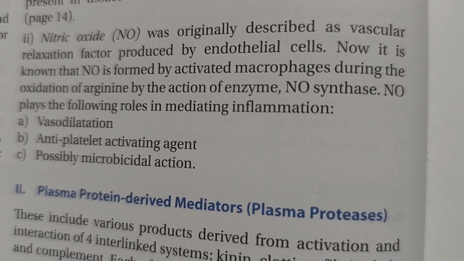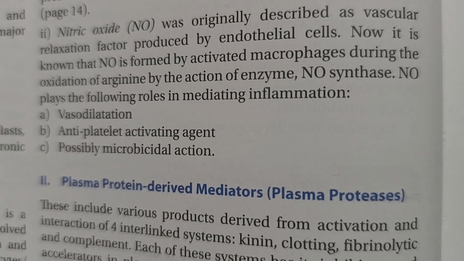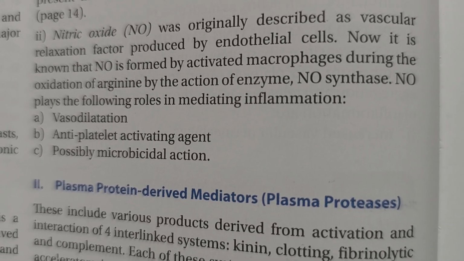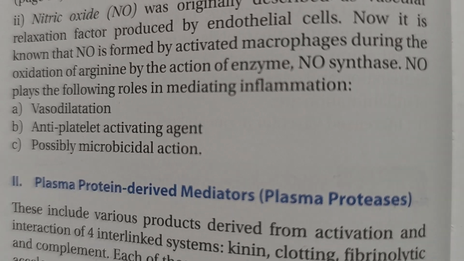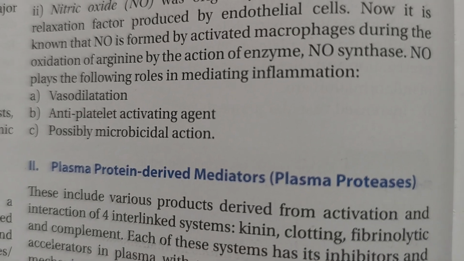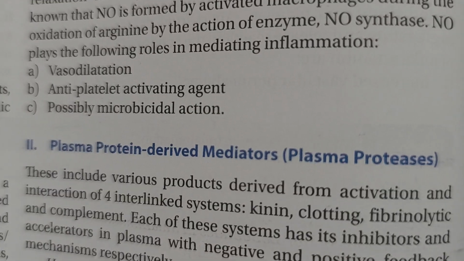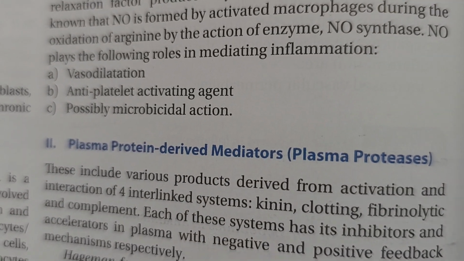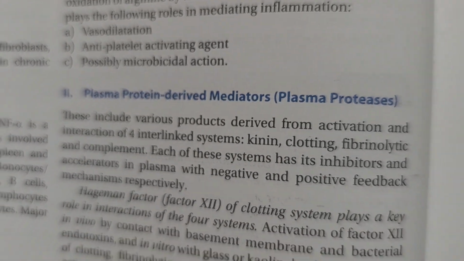Nitric oxide was originally described as a vascular relaxant factor produced by endothelial cells. Now it is known that nitric oxide is formed by activated macrophages during oxidation of arginine by the action of the enzyme nitric oxide synthase. Nitric oxide plays a role in mediating inflammation, vasodilation, acts as an antiplatelet agent, and possibly has microbicidal action.